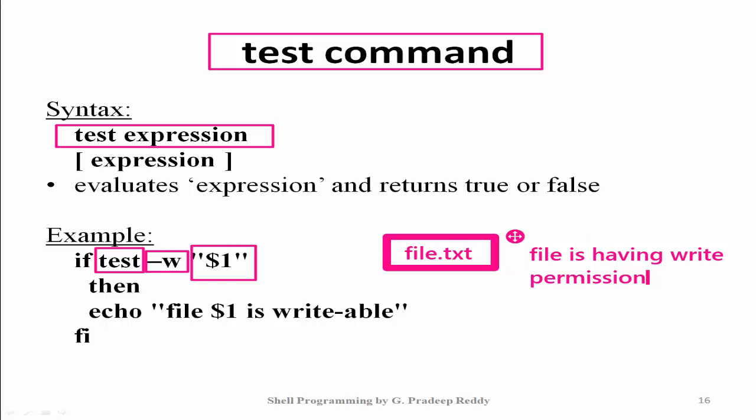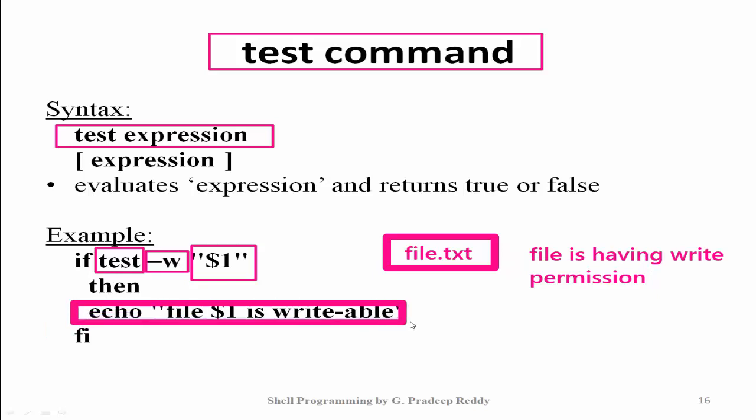Whether this particular file has write permission. If the particular file has write permission, then it is going to echo "file $1 is writable", so the file which you have passed through an argument is writable.